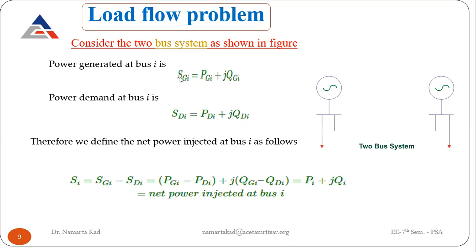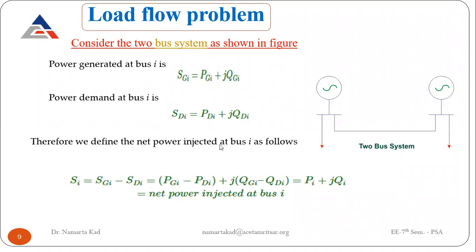S is the apparent power, which is the sum of active power and reactive power. Here P is active power and Q is reactive power, and it is written in complex form. Like the complex number A plus iota B, in a similar form here we use a small j in place of iota. S is the apparent power, P the real power, Q the reactive power. So SGi equals PGi plus j QGi. Similarly, the demand power at the same bus i, SDi, where D is for demand, equals PDi plus j QDi.